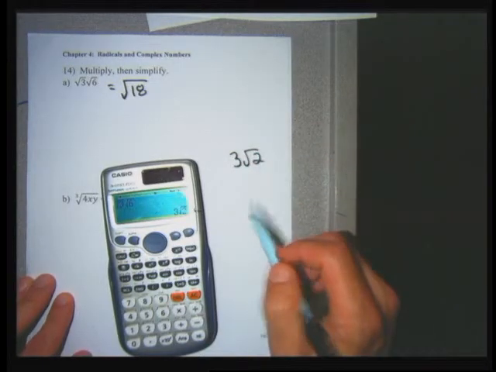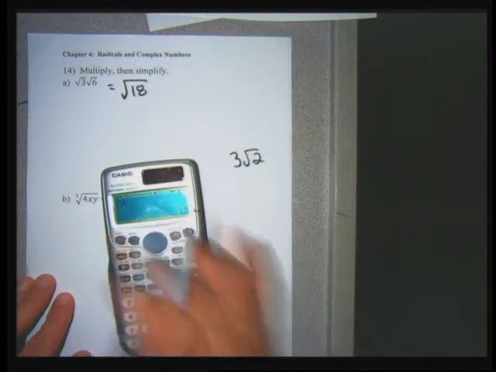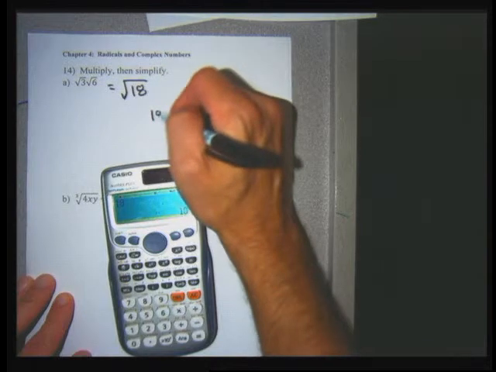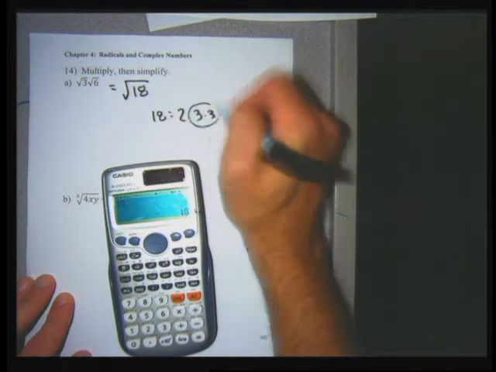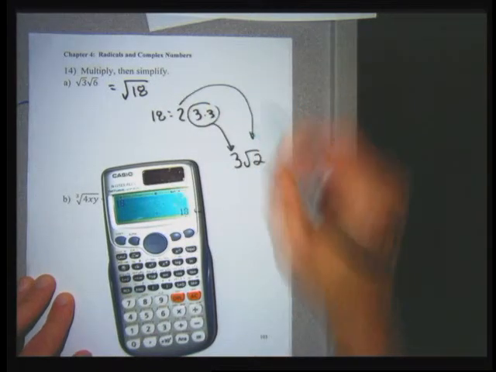By hand, I'd multiply the 3 and the 6. Then I do a prime factoring for the 18. 18 is 2 times 3 times 3. That tells me I get a 3 out from the pair of 3's and a 2 under from the single 2.